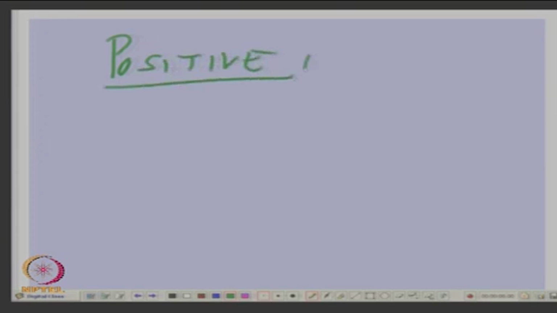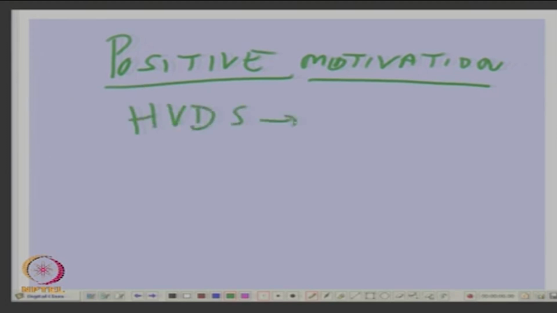Okay. Now, the other motivation for this is that there is one positive motivation and the negative motivation. Okay. I will say positive, first I will say positive motivation. For this thing is that people are now talking of HVDS, high voltage distribution system.